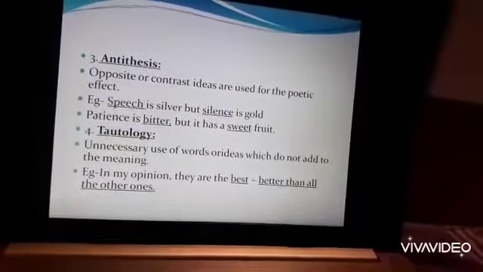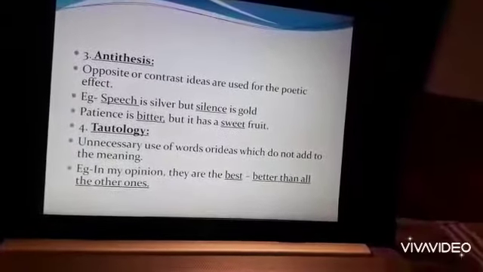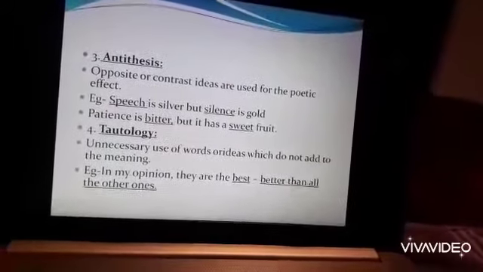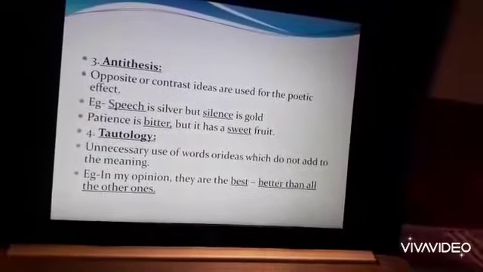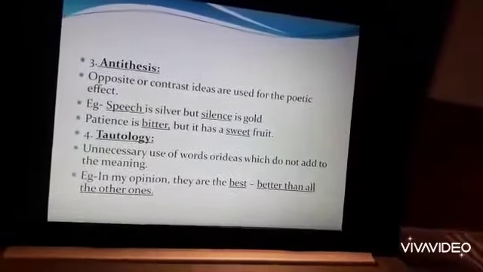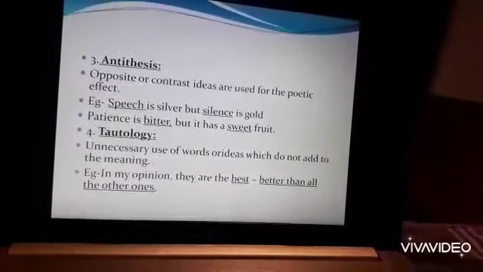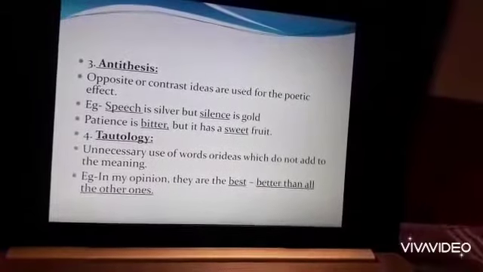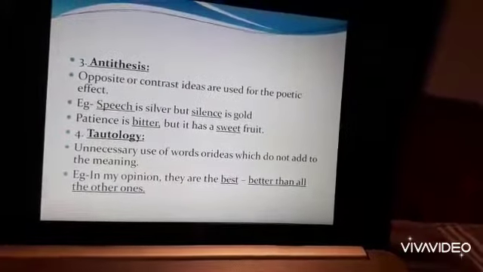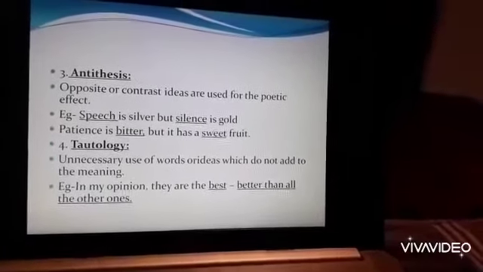Now in this sentence, the word best says that he is better than anyone else. Still, the poet has used best as well as better than all the other ones. So here best and better than all the other ones are similar words used by the poet, which do not add to its meaning. That's why it's an example of tautology.